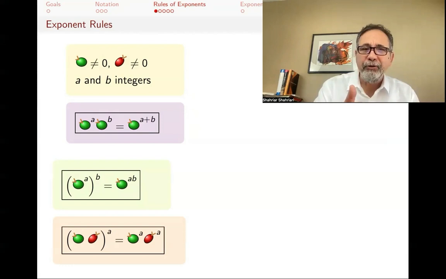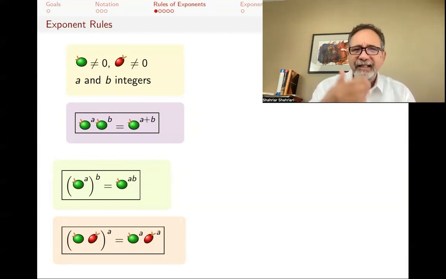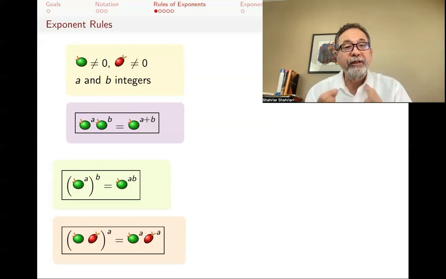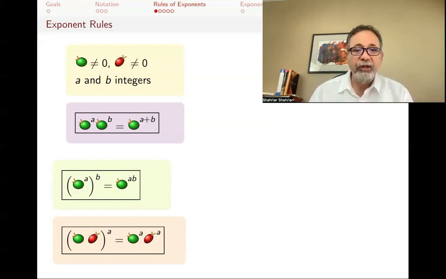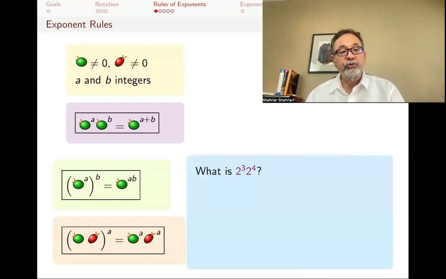But how do you remember these? And in fact, what I'm going to tell you is basically how the proof also goes. If you forget, all you do is try a simple example, and that will jog your memory. For example, to remember the first rule, apple to the a, apple to the b, when the bases are the same, what happens? Well, just try something like 2 cubed times 2 to the fourth. In math, when we are multiplying things, sometimes we don't put the times sign, but that still means times. So 2 cubed times 2 to the fourth.